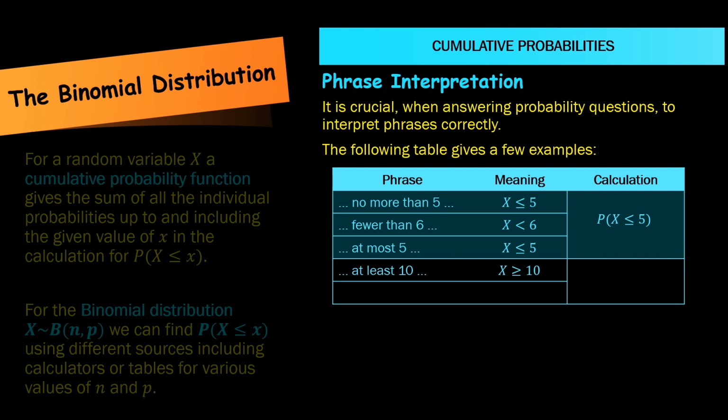If we say at least 10, we're saying x greater than or equal to 10. And the relevant calculation is 1 minus the probability that x is less than or equal to 9. And greater than 9 is x greater than 9. And again, the relevant calculation is 1 minus the probability that x is less than or equal to 9.